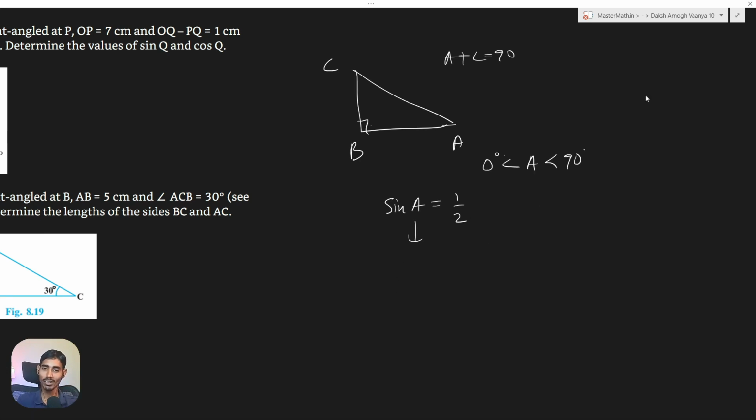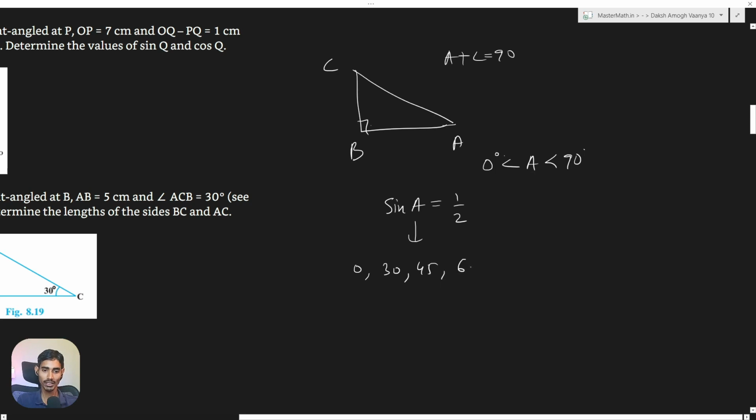Now, for our level, we'll be only focusing on 5 angles, that is 0, 30, 45, 60, 90. And we will make a table. I'll show you how to make the table. It's pretty easy and you'll get it. You'll not remember all the values, but you can make it whenever you want, comfortably.